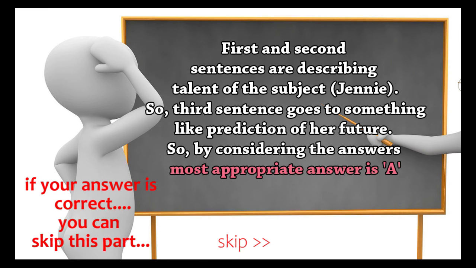The first and second sentences are describing the talent of the subject, Jenny. So, the third sentence of the question is something like a prediction of her future. So, by considering the answers, the most appropriate answer is A.